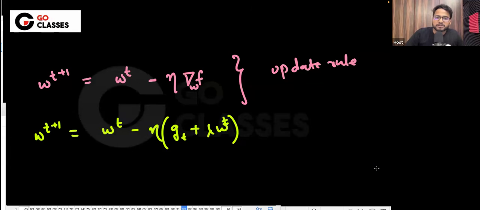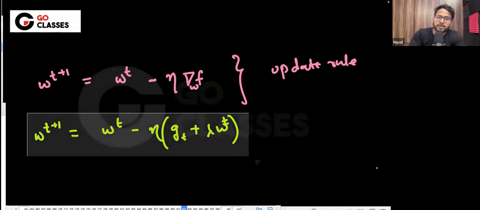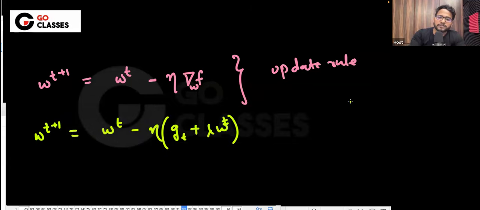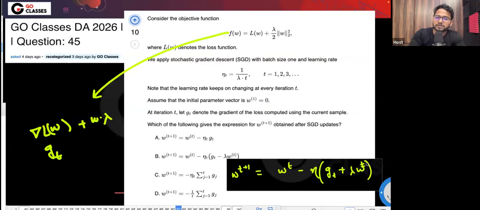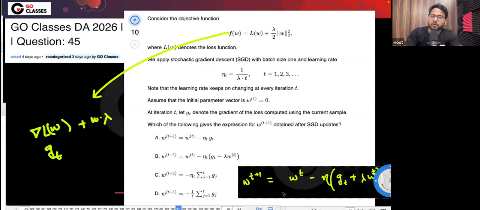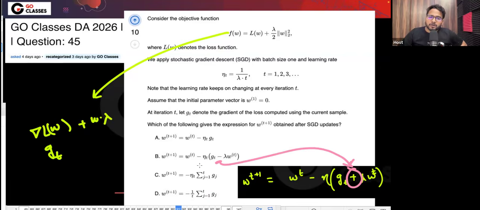Now, this is the stochastic update rule, but let's see whether it matches any of the options. If you notice, option B is almost the same, but here it is plus and here it is minus. That's why option B is wrong. Obviously option A also seems to be wrong. These options include summation and do not include wt. This is called unrolling, so you have to unroll this and then see which option is correct, right?